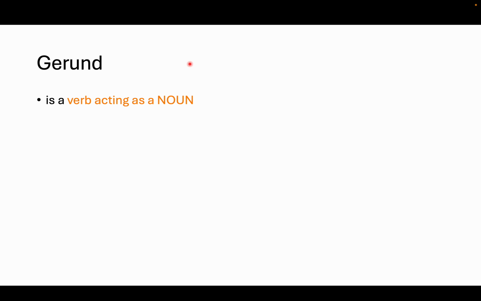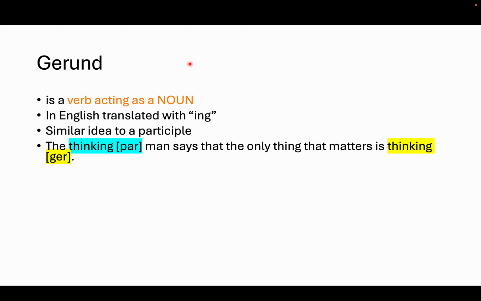Okay, the gerund. Almost done. The gerund is similar to a participle. It's a verb acting not as an adjective, as in the participle, but this time as a noun. Okay? In English, it's pretty much always translated with an ing.